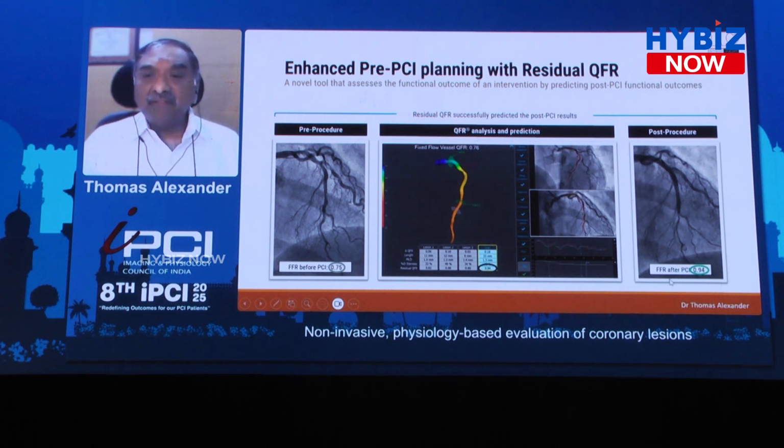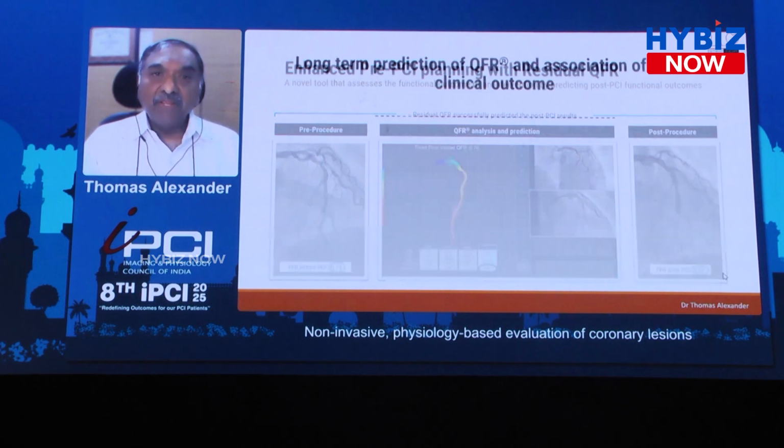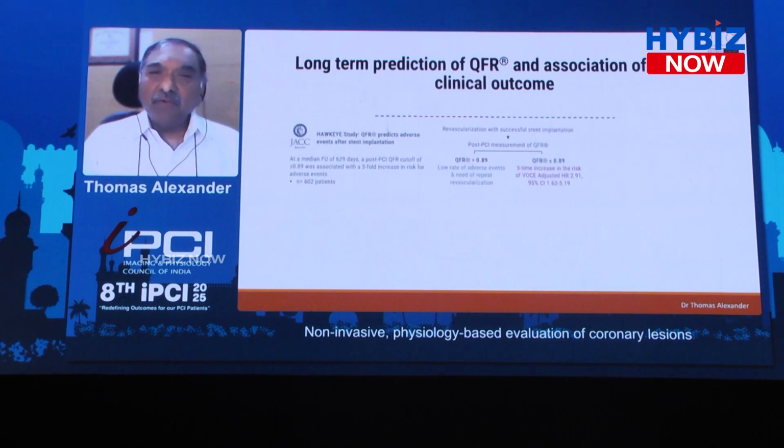And in this patient, the FFR after PCI was 0.94. This was what was predicted by the QFR, which is very closely correlated with FFR, and it was 0.94 at the end of the stent implantation. What does it also tell you about long-term prediction?